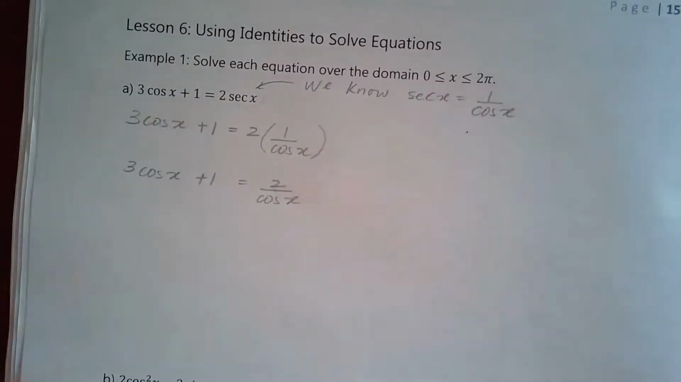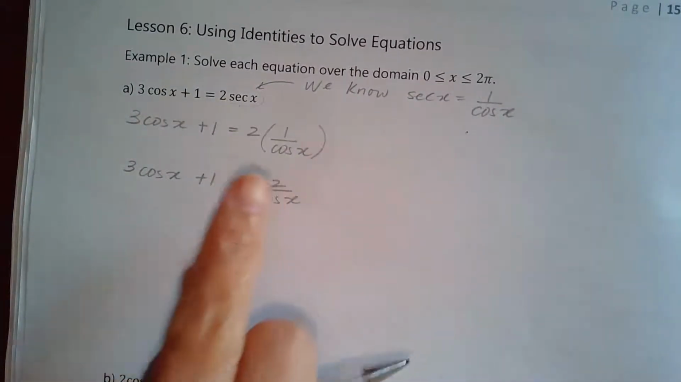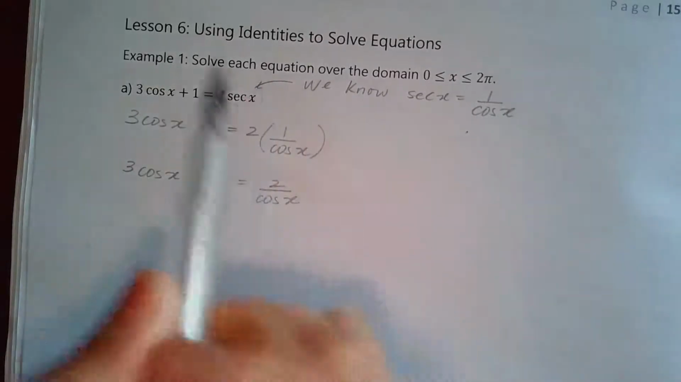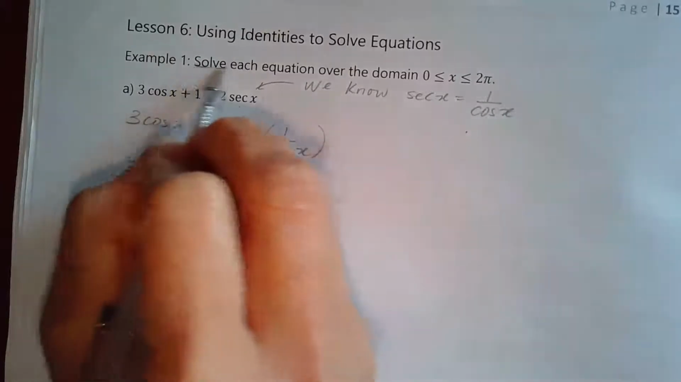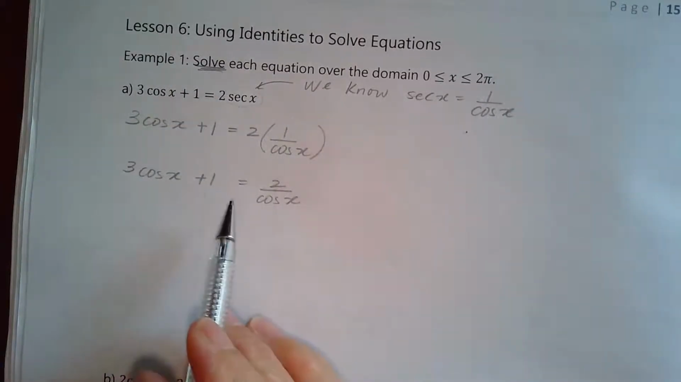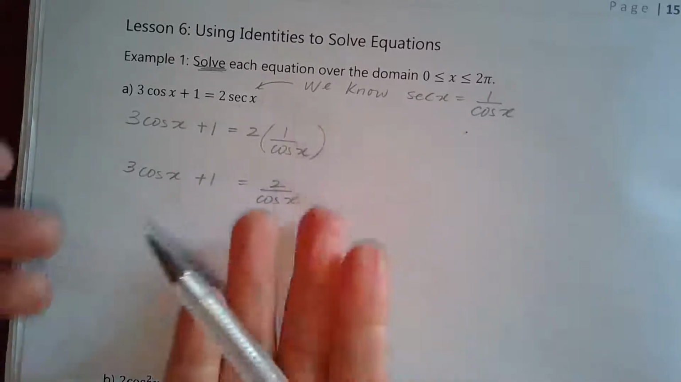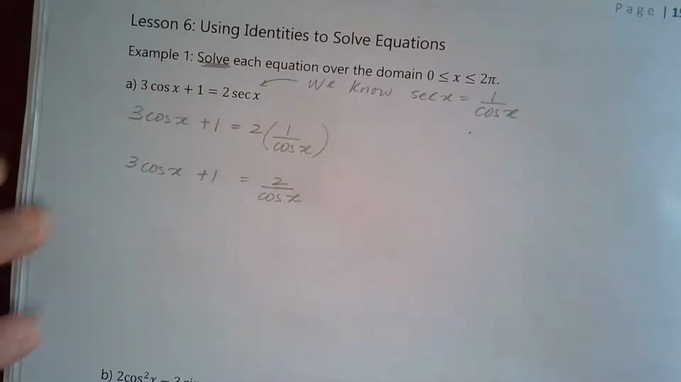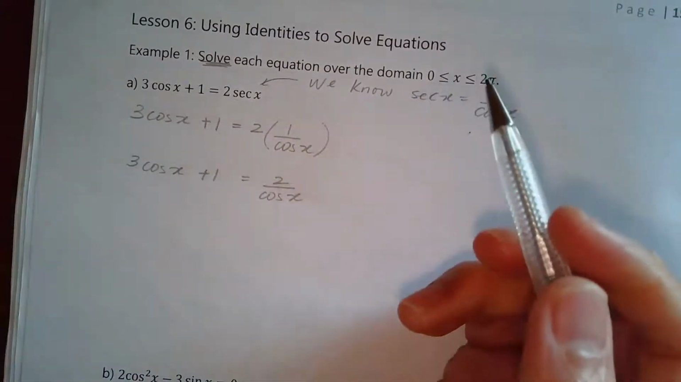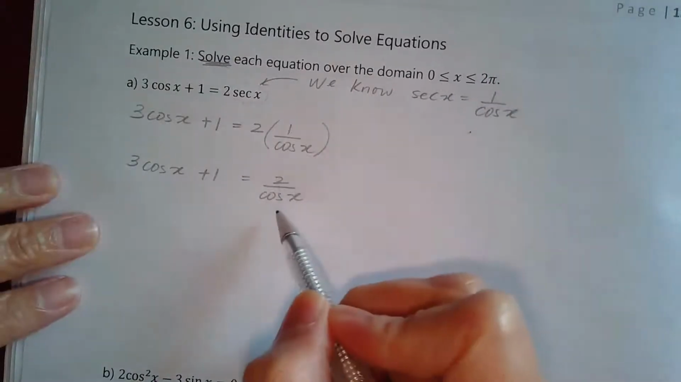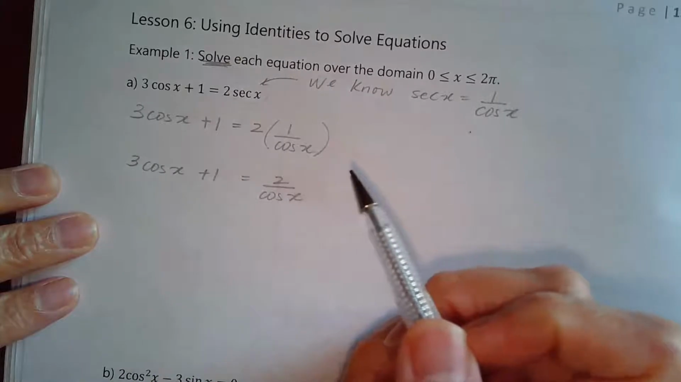Okay, so how do we do this? We have the left side and the right side. Because we are solving, we're not proving it, we can switch sides on each side of the equation. So what can we do? The very first thing I would suggest is to get rid of the denominator.